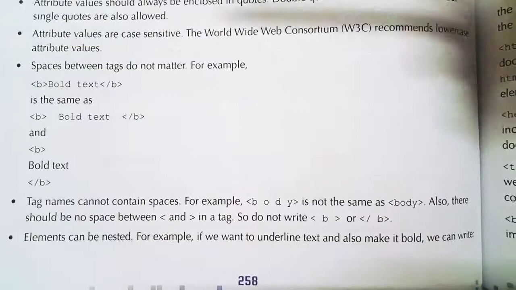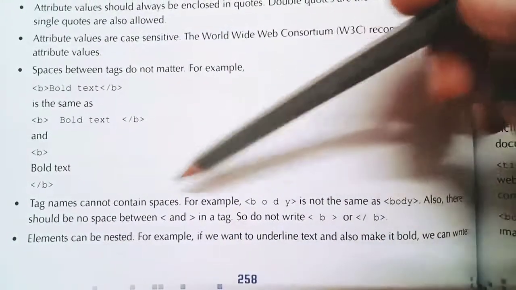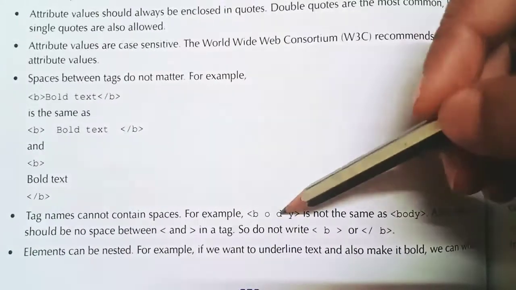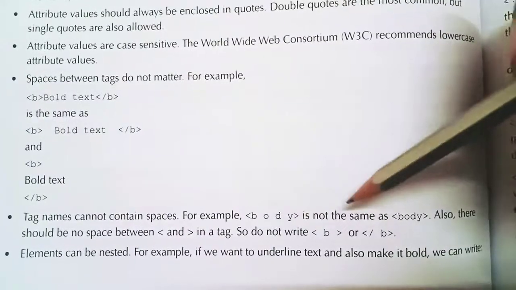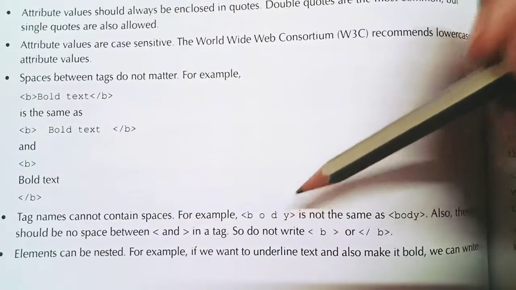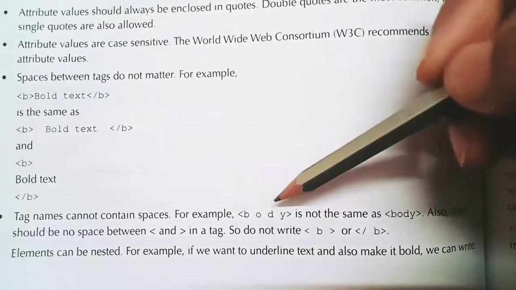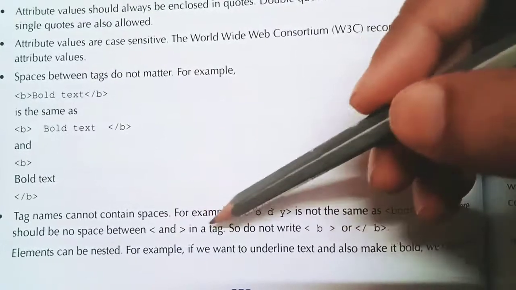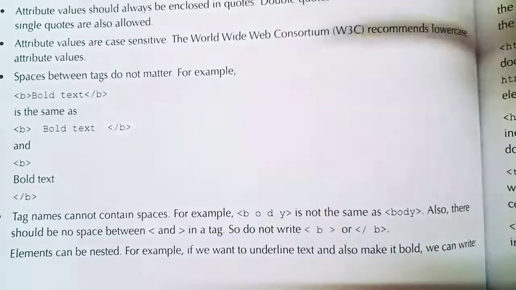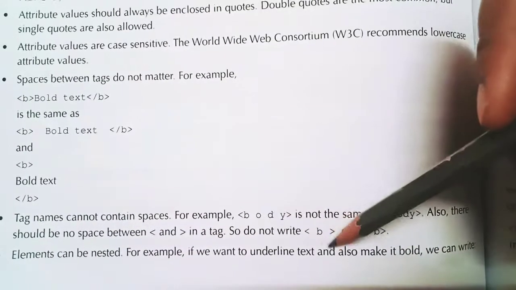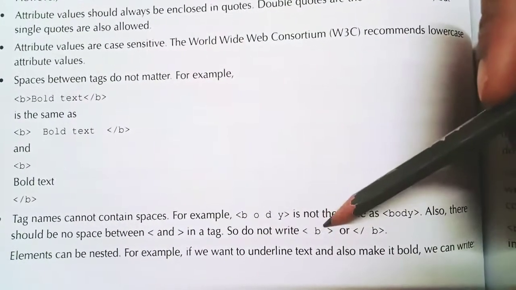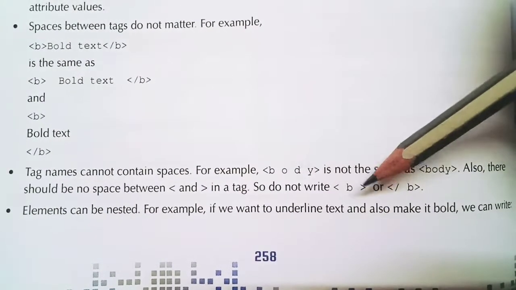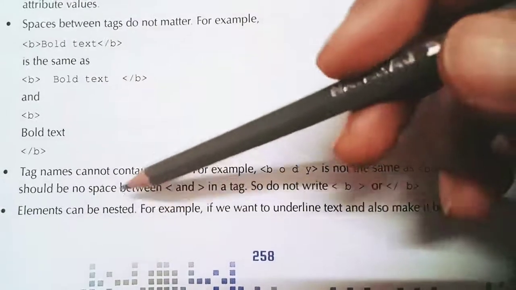It's very easy. The next, fifth point is: tag names cannot contain spaces. The tag name should not have any space. So B space O space D space Y is not the same as body. This is wrong, they are not the same. Also, there should be no space between the brackets and the name in a tag. That means at the beginning and the end there should not be any space. So do not write like this. Do not give space here. Understood? Do not give space inside the tags.